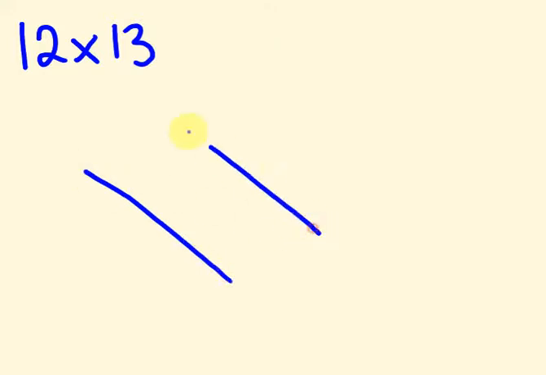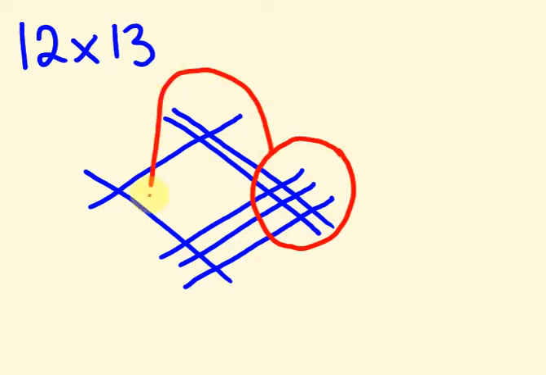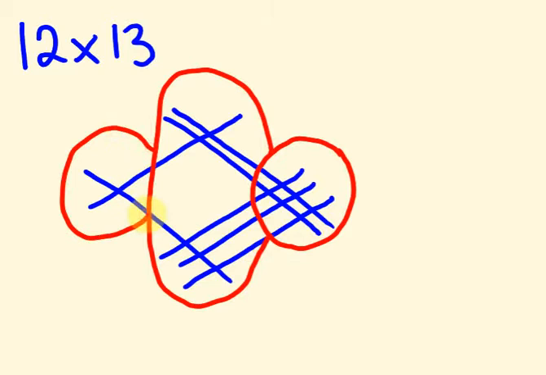12 times 13. Now the way we do this is we draw diagonal lines running from left to right, going diagonally. You'll see what I mean. So here we go. 12 I draw as 1 and a 2, and 13 I draw as 1, 1, 2, 3. Okay, and what I do is I separate these up into where the units collide together, where the tens and the units collide together, and where the tens and the tens collide together.